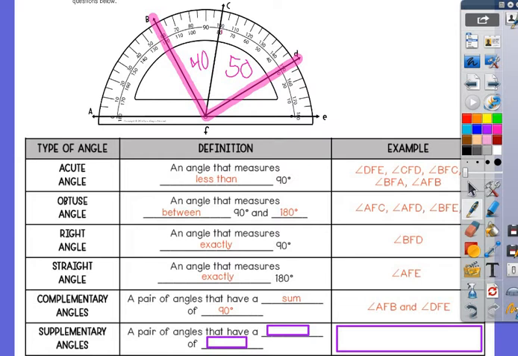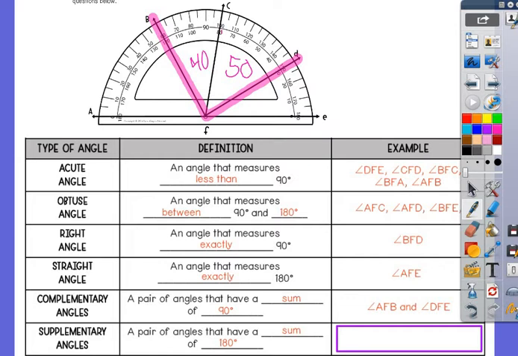Okay, next we have supplementary. Supplementary is again a pair of angles. How many angles? Two. That have a sum, so again we're adding. What do you think the sum would be now? 180. Supplementary means 180.